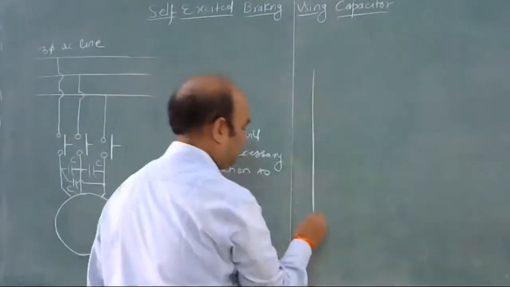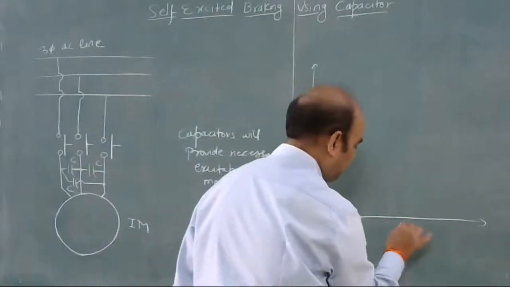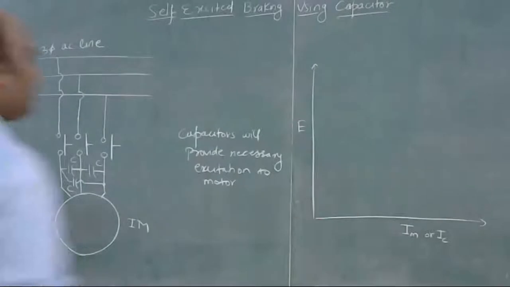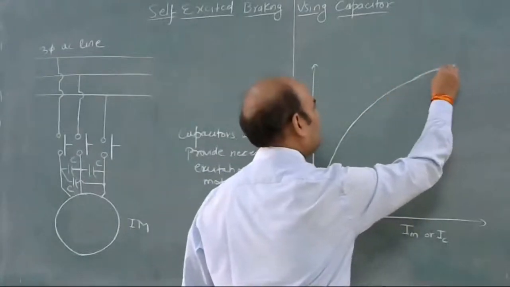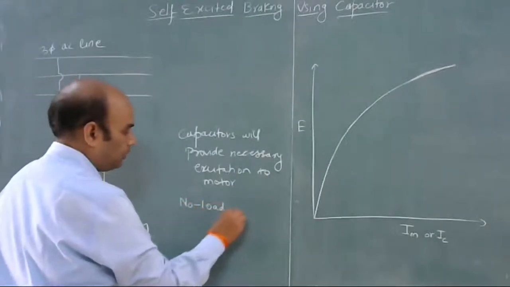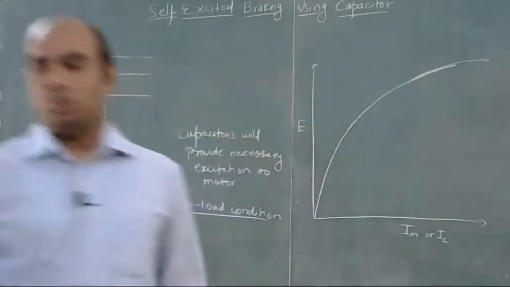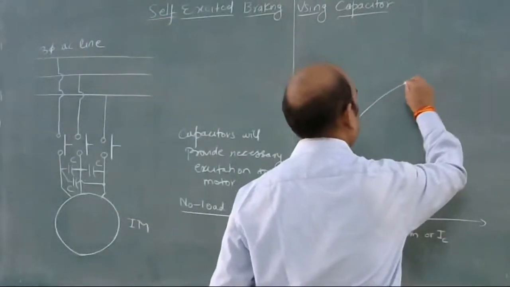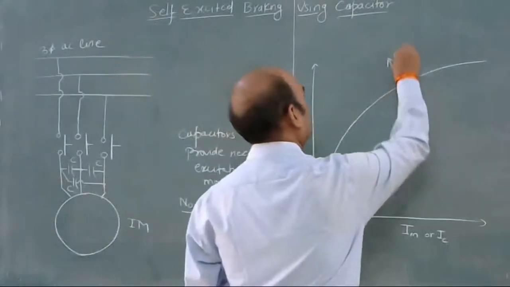So now we draw the magnetization curve. This is a graph between E and Im or Ic. The magnetization curve will be like this. So this braking is only applicable for no load condition. So this is the magnetization characteristic of the motor for no load.